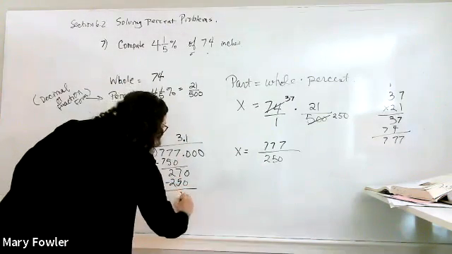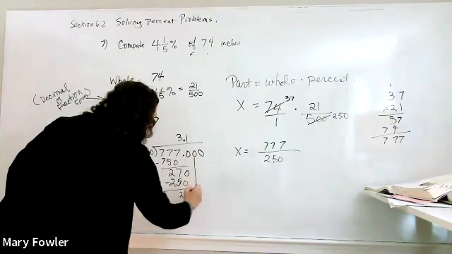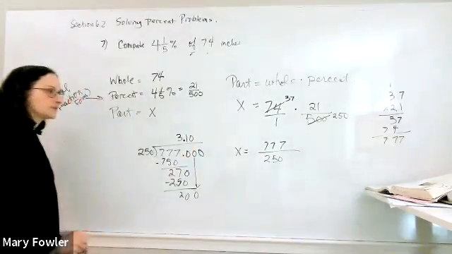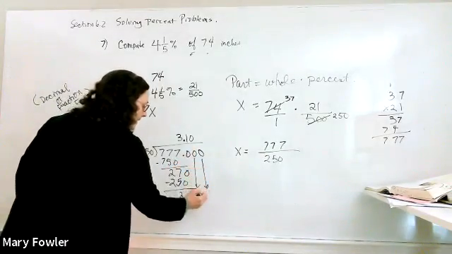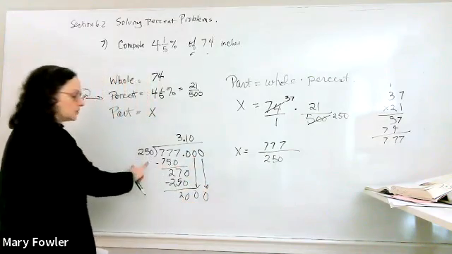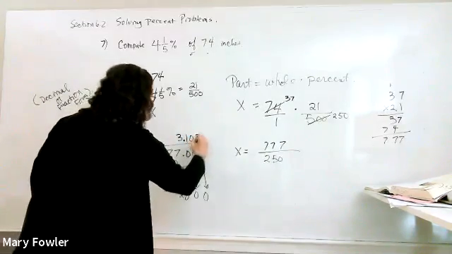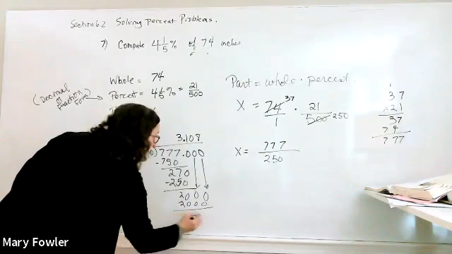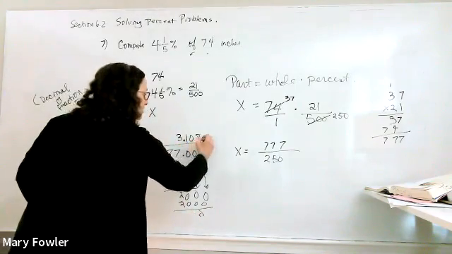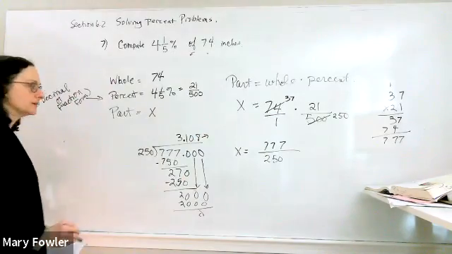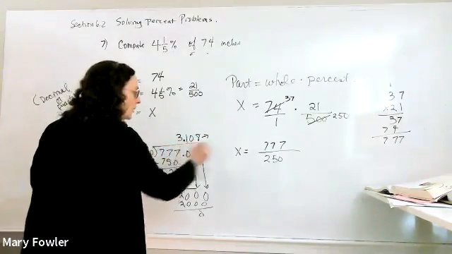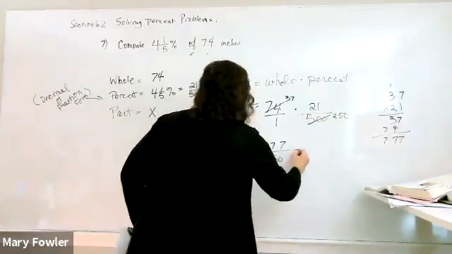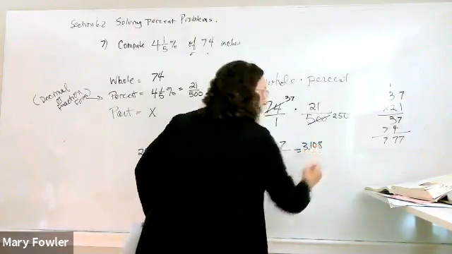And we subtract here, we get 20. We're going to bring down this 0 here. 250 goes into 200 0 times. And let's go ahead and bring it down again. And now we have 2,000. 250 goes into 2,000 8 times. 8 times 250 is 2,000. And now we need to round this number to the nearest hundredth. So what we showed was, actually, let's go ahead and do it here so you can see a little better. 777 over 250 was 3.108.